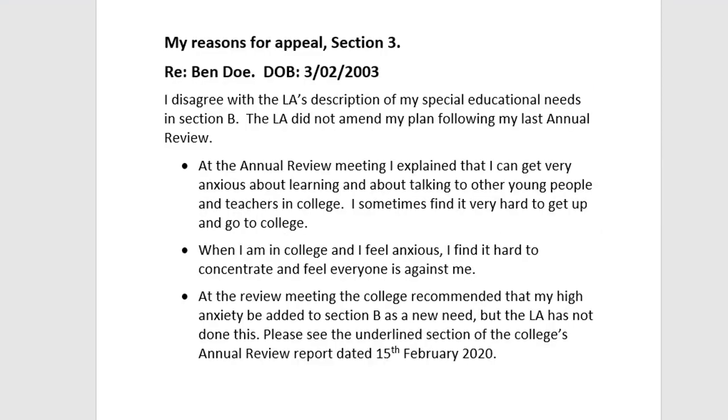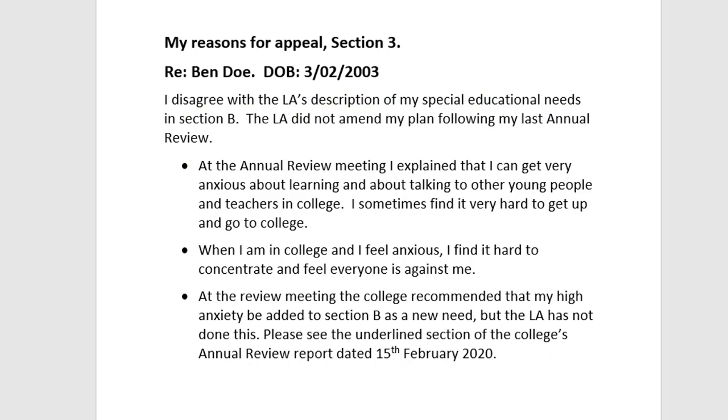Let's look at one more example of a young person's appeal who might write on a separate sheet "My Reasons for Appeal, Section 3," and then give his name and date of birth. And the young person starts by explaining what he is appealing against. I disagree with the LA's description of my special educational needs in Section B. The LA did not amend my plan following my last annual review. This young person has chosen to use bullet points to make it clearer.